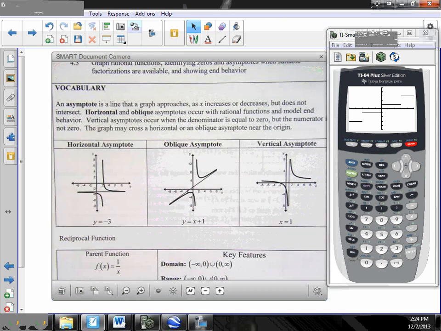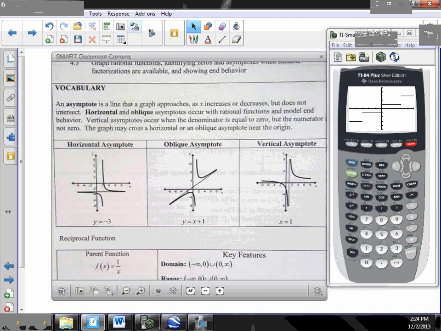Now, a function can only have one horizontal asymptote. Well, a rational function can only have one horizontal asymptote. It'll never have two. It'll always have one or none.